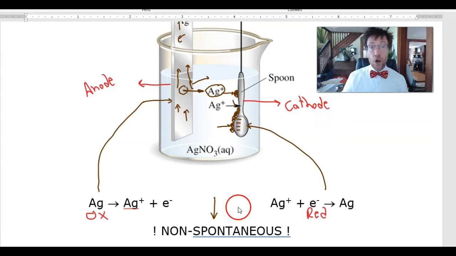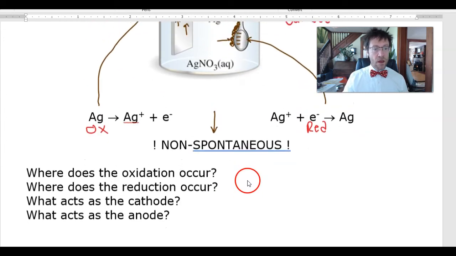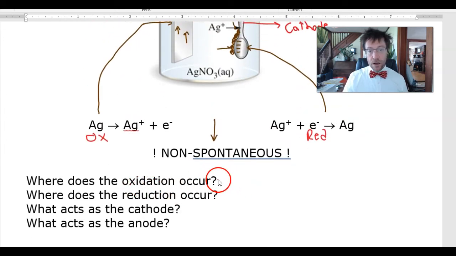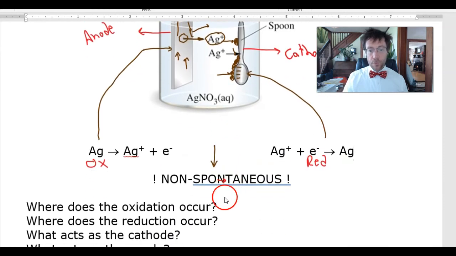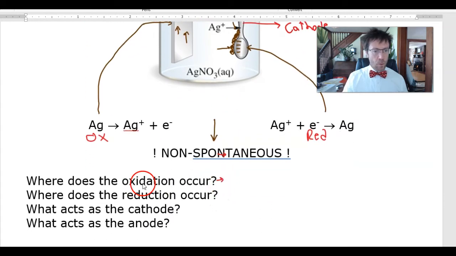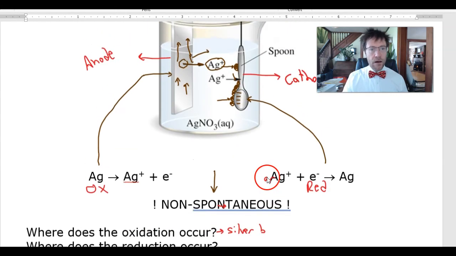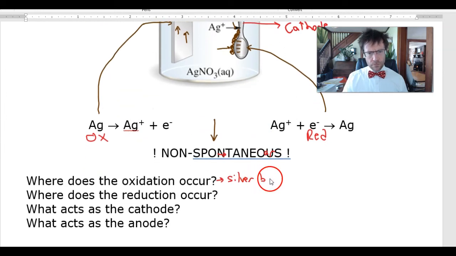Does this make sense? I hope so, because this is where reduction is happening. All these ions are gaining electrons and turning into silver metal. Super sweet. Where does the oxidation occur? Silver bar. We can call that the anode. Where does the reduction occur? Where does the gaining of electrons occur? Spoon. RED CAT, cathode.